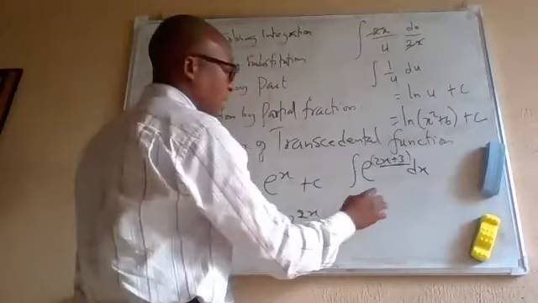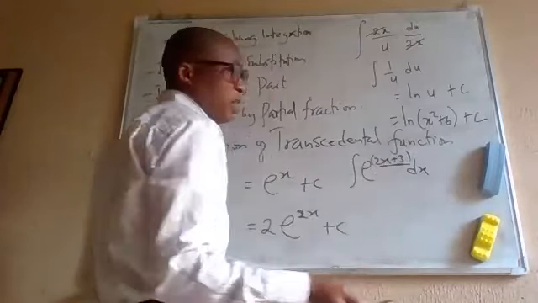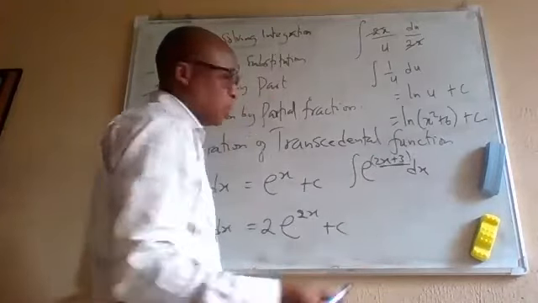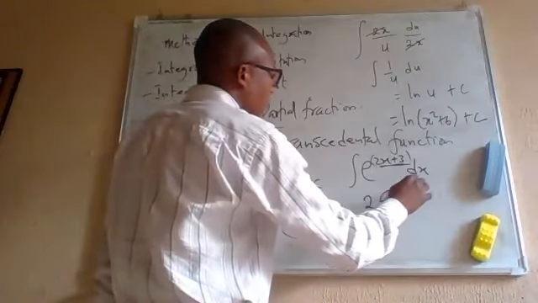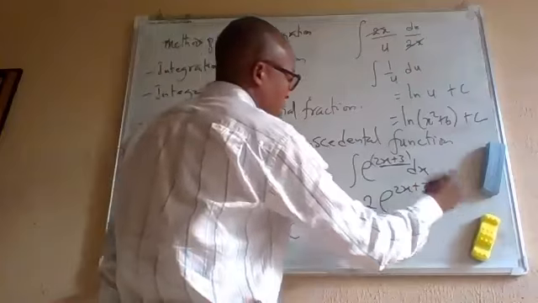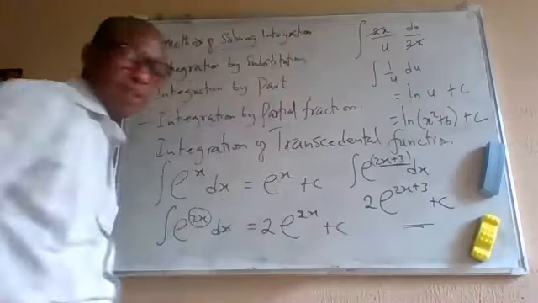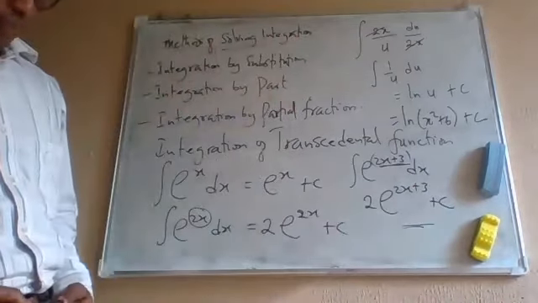When you differentiate 2s plus 3, it will give you 2. So this will just be 2, then rewrite the problem: 2s plus 3 plus c. And that will give the solution to that problem.